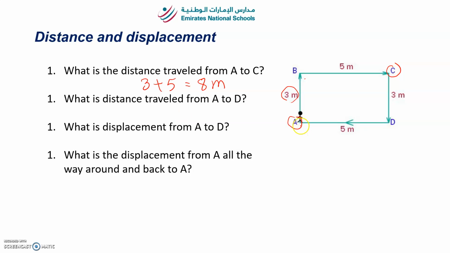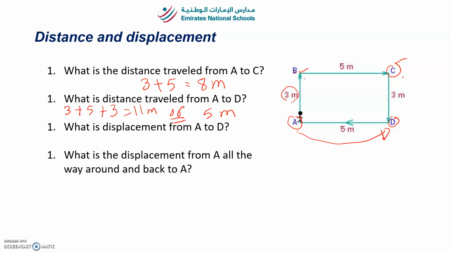The distance traveled from A till D. From A till D, I can go from A till B, which is 3, plus from B till C, which is 5, plus from C till D, where I reach the end point D, which is 3. If I add them together, 8 plus 3, it will give you 11 meters. Or I can go immediately from A till D, which will be 5 meters. So I have two answers, either 11 or 5 meters.